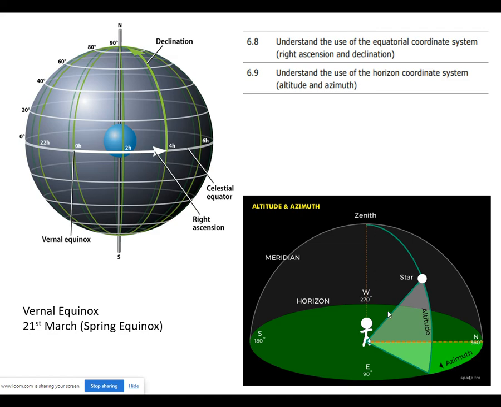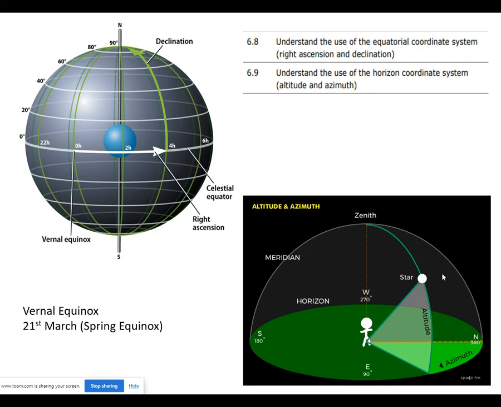Altitude and azimuth are just for you. So you are the person relevant for altitude and azimuth. Somebody in a different part of the planet will have a different altitude for a certain star. So that is the angle above the horizon. That's the altitude of the star.